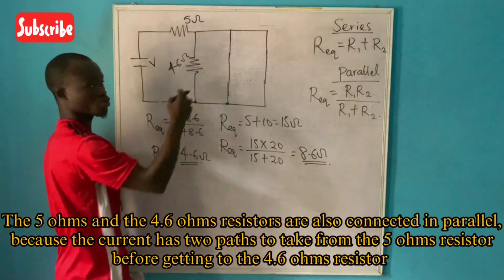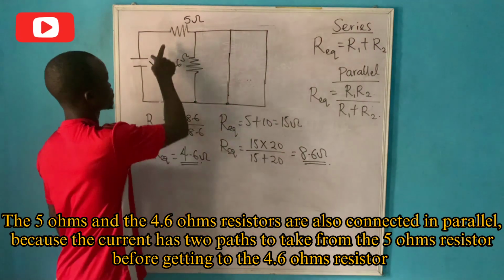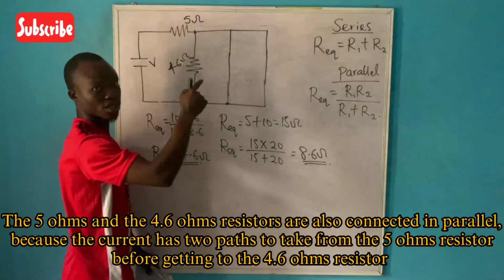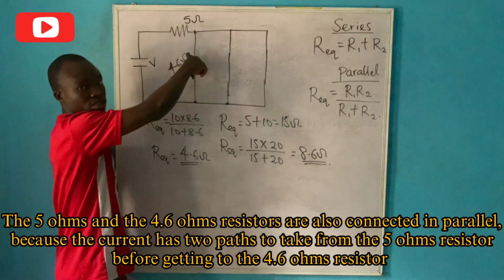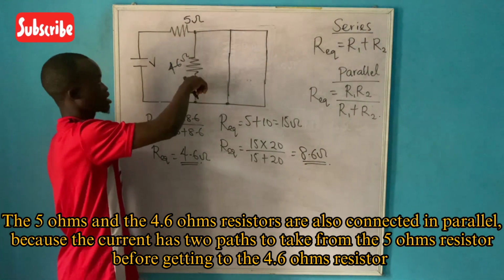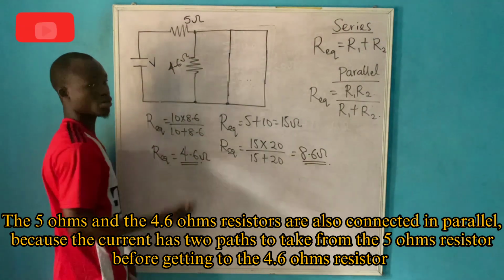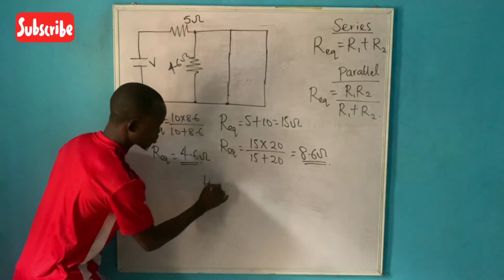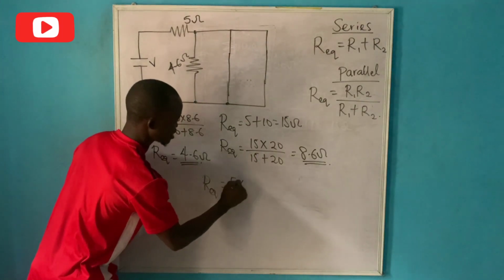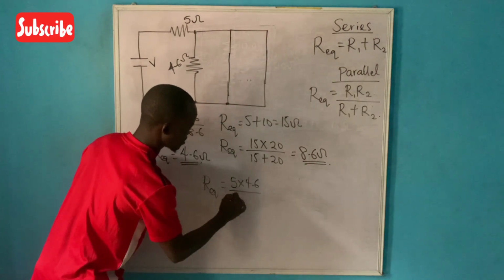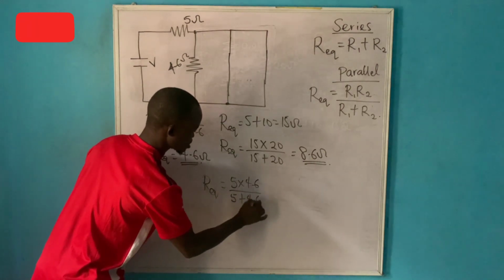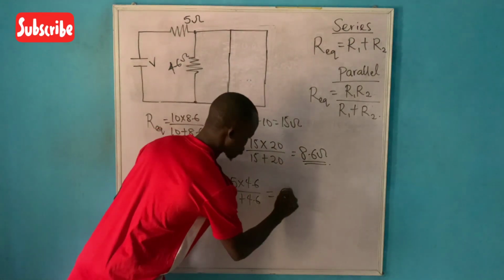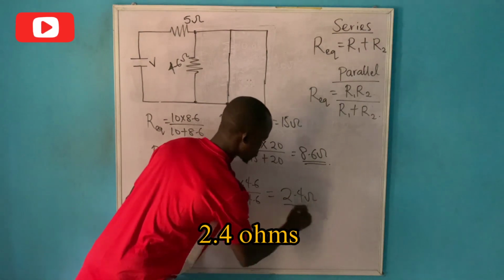These two resistors are also connected in parallel. Why? Because if current is to flow from this resistor to this, the current has some other paths to take apart from this path. So the current has two paths to take before getting to 4.6. So we say these two resistors are connected in parallel. And now the equivalence is going to be REQ, which is equal to 5 times 4.6 over 5 plus 4.6. And I'm pressing this on the calculator, so this is approximately equal to 2.4 ohms.